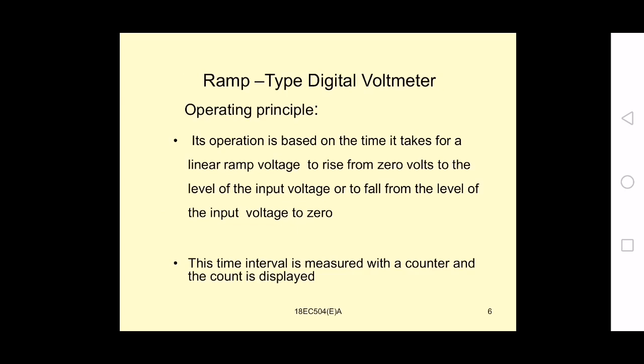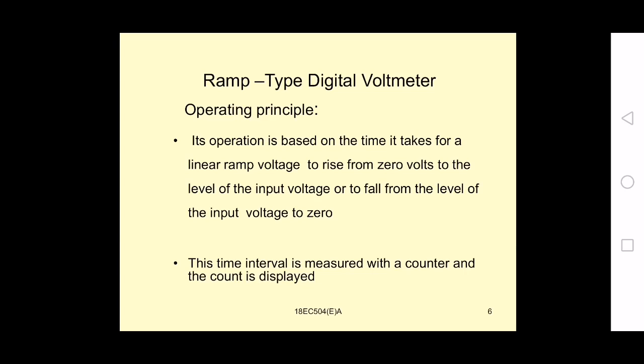So coming to the ramp type digital voltmeter, how will it work? Operating principle. Before going to the ramp type digital voltmeter, what is a ramp type signal? If I take a simple mathematical expression, y equal to f of t, y is on the y axis and t is on the x axis.